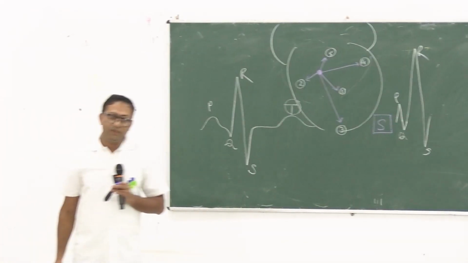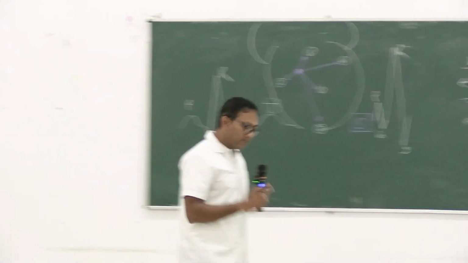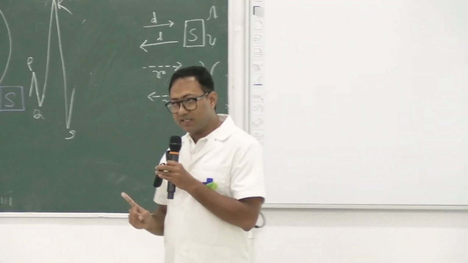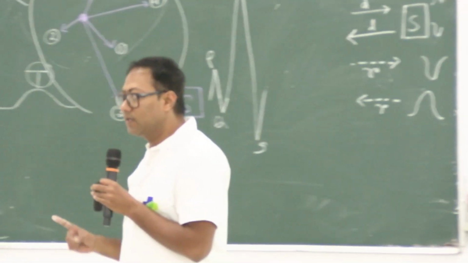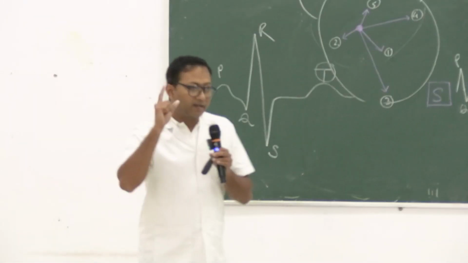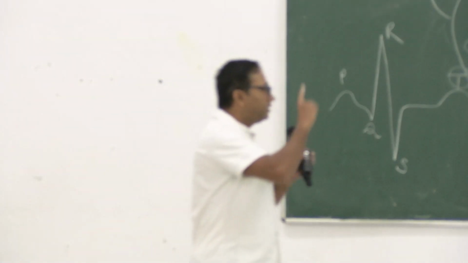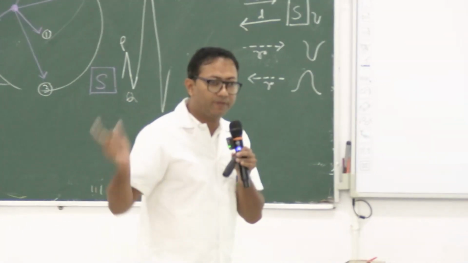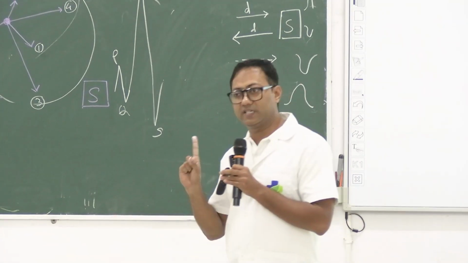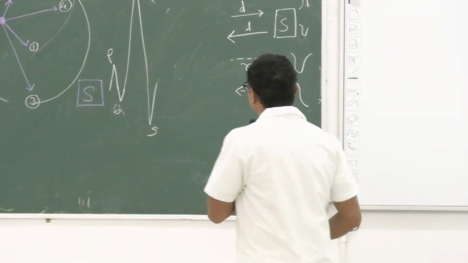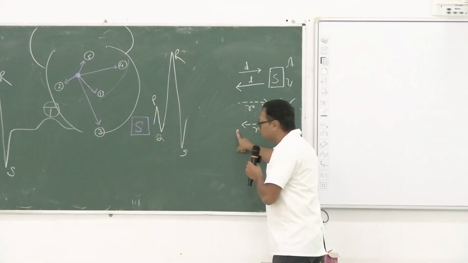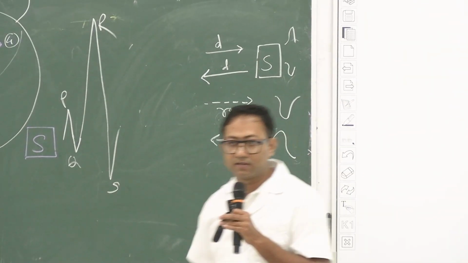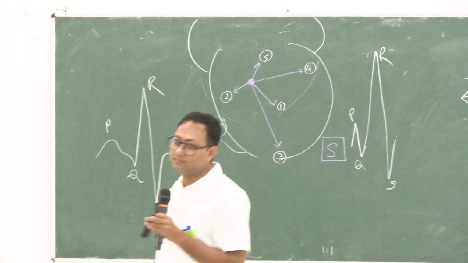Clear? So when a depolarization wave travels towards the sensor, it will give you a positive signal. When a depolarization wave moves away from the sensor, it gives a negative signal. When a repolarization wave moves towards the sensor, it gives a negative signal. And when a repolarization wave moves away from the sensor, it gives a positive signal. So repolarization wave moving away from the sensor is equivalent to depolarization wave moving towards the sensor. Getting my point?